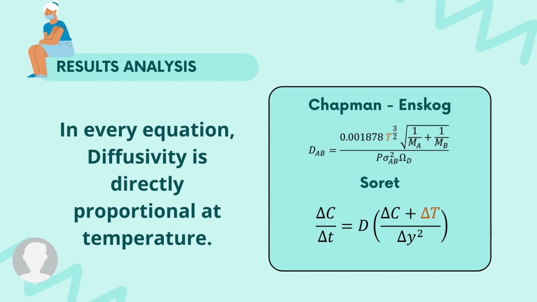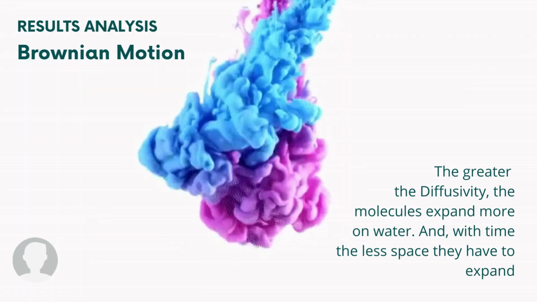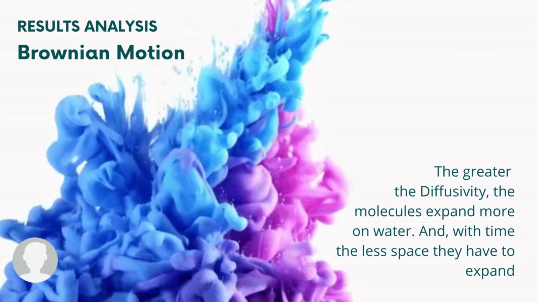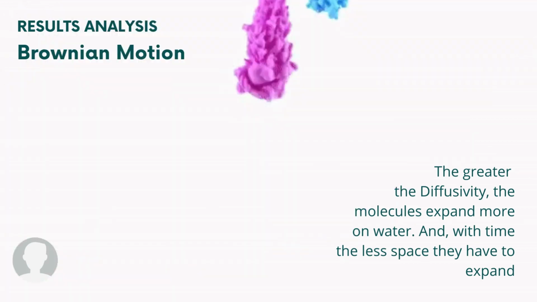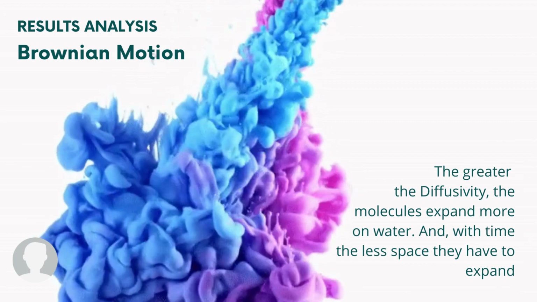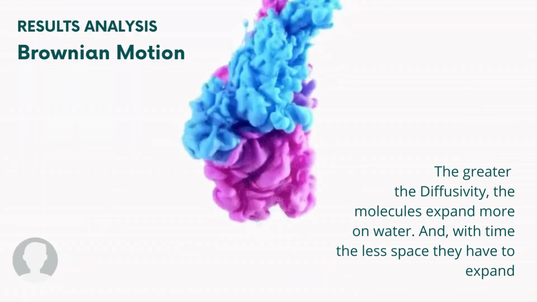But we see that in every equation, diffusivity is directly proportional to temperature. We see in Chapman and Enskog that it's by a factor of T to the 3/2 power. And in Soret, the higher the delta of the temperature, the higher the diffusivity. Well, this is because of the Brownian motion. The greater the diffusivity, the more the molecules expand in the water or in the medium where they are expanding. And with time, the less space they have to expand.